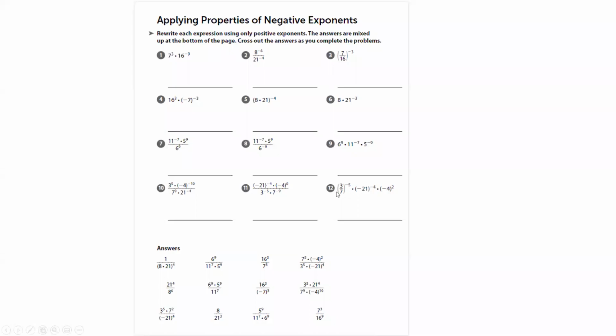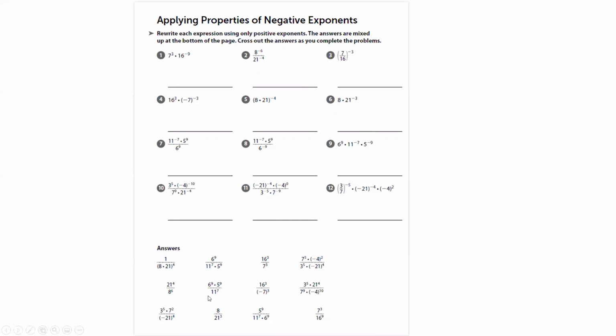For one of your assignments today, you're going to be completing the third page in the review packet. It's called Applying Properties of Negative Exponents. You have 12 different problems that all have negative exponents, and it's your job to change these negative exponents into positive exponents. If you do it correctly, you'll get one of the answers at the bottom.